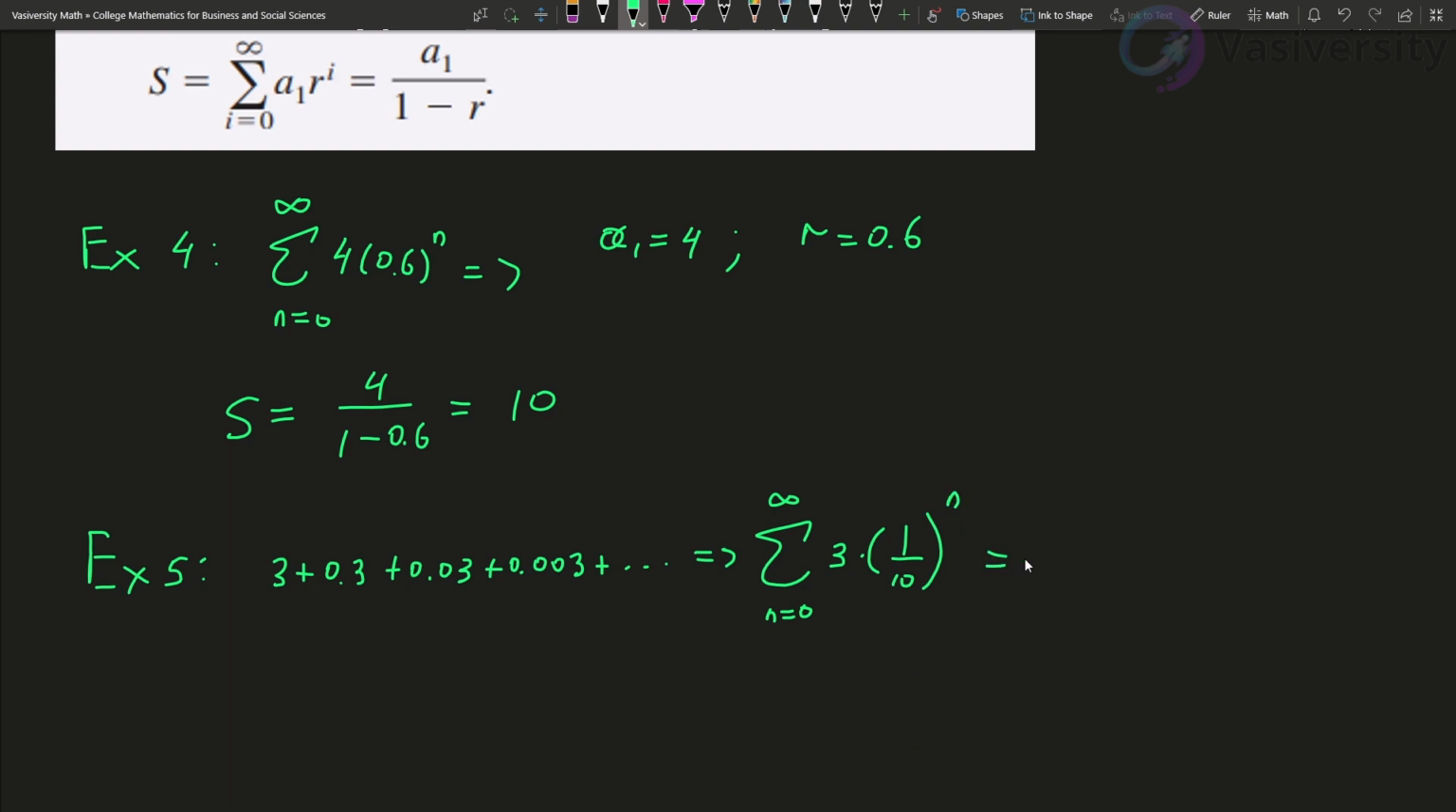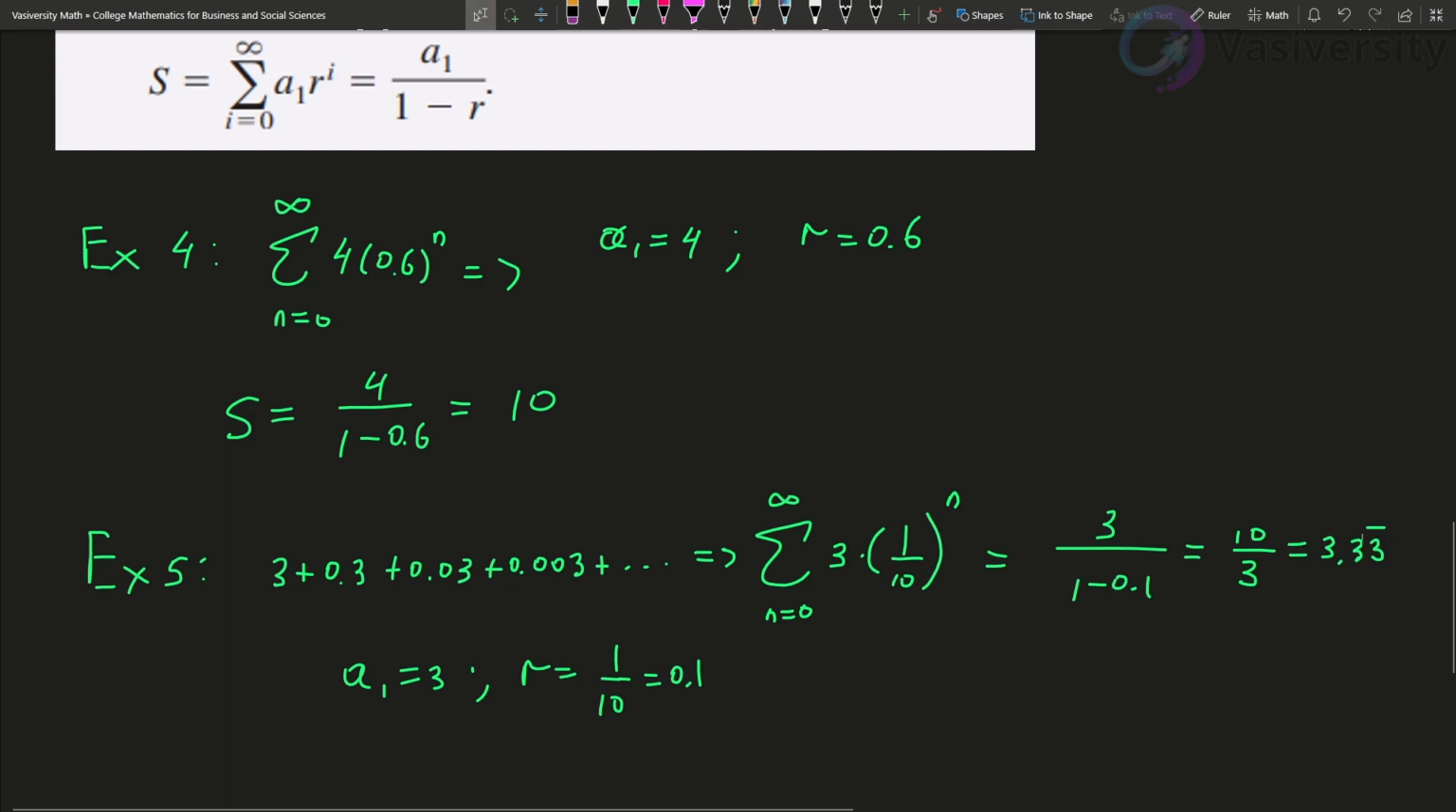Okay, so then by our formula right here, our a1 here is equal to 3, our r is equal to 1/10, or it's the same thing as 0.1. So we're going to have 3 divided by 1 minus 0.1, which will be equal to 10 divided by 3, which is equal to 3.33 repeating. All right, perfect. So some of the applications that we might have.